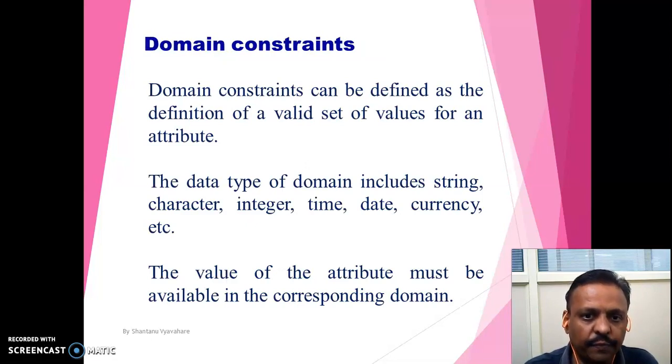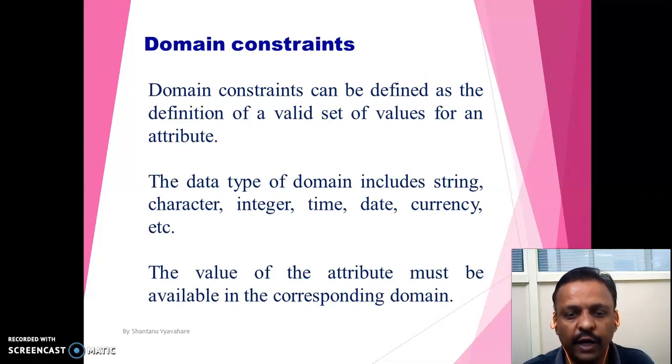Domain constraint. Domain constraint can be defined as a definition of a valid set of values for an attribute. The data type of a domain includes strings, character, integer, time, date, currency, etc. The value of the attribute must be available in the corresponding domain. Means, if you are inserting a record or value into a particular column, then it should be related to that data type. Means if you are using integer data type and you enter alphabets, it is not valid. So that is domain constraint.